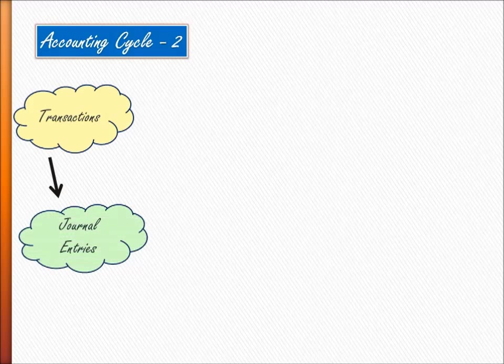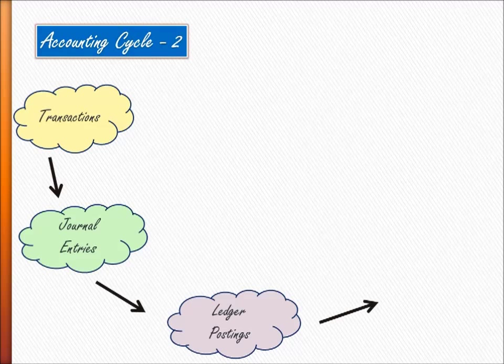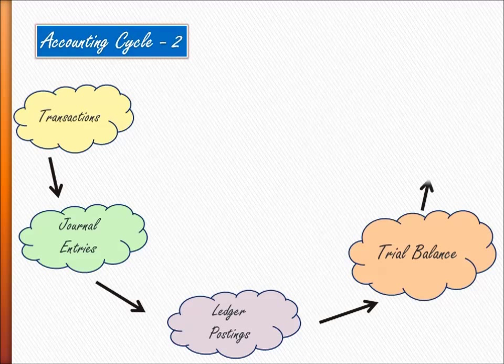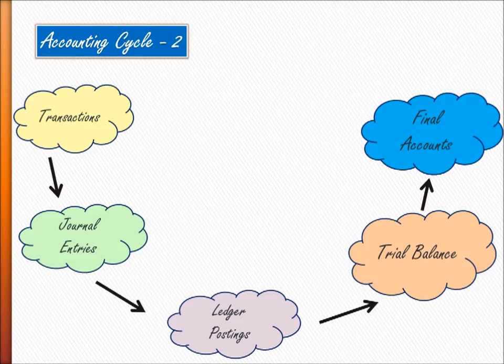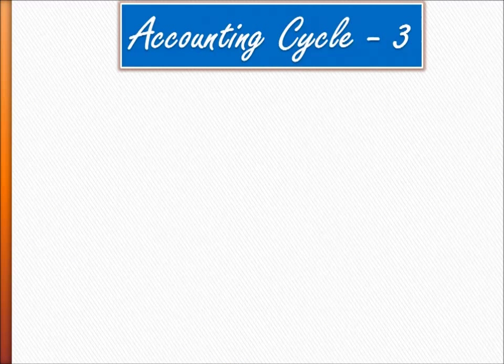And in the accounting cycle, the transactions were converted into journal entries, and journal entries were converted into ledger posting. Ledger posting was converted into trial balance, and trial balance was converted into final accounts. Through net profit, we were able to calculate the profit, and on the basis of the balance sheet, we were able to know the financial position of the company through assets and liabilities. Now we are going to learn the third cycle.